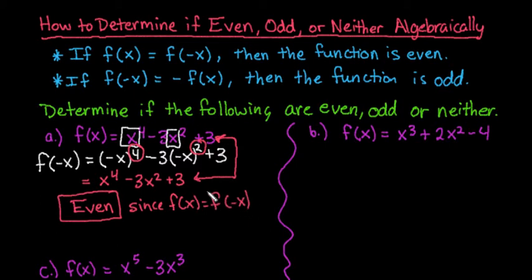All right, so let's look at another one and see what happens to this next equation. My next function is f of x equals x cubed plus 2x squared minus 4. Again, I always start with the test for even first. So I'm going to start with negative x. I'm going to replace all of my x's with negative x.